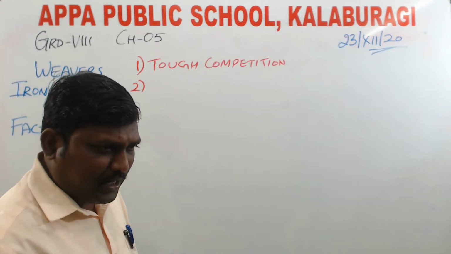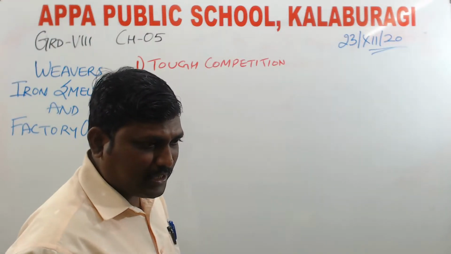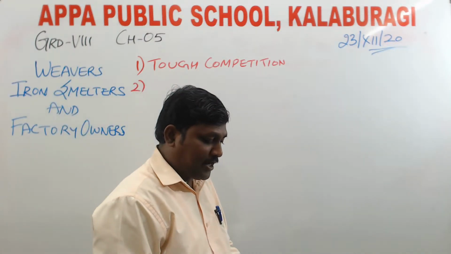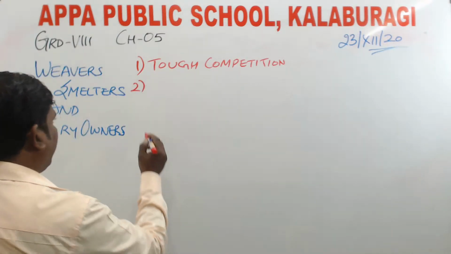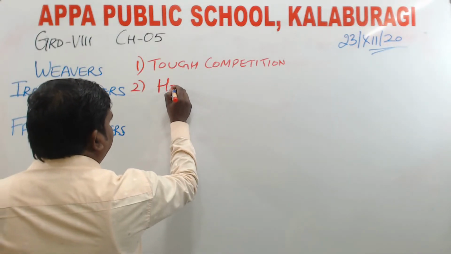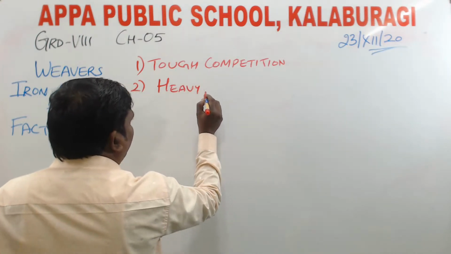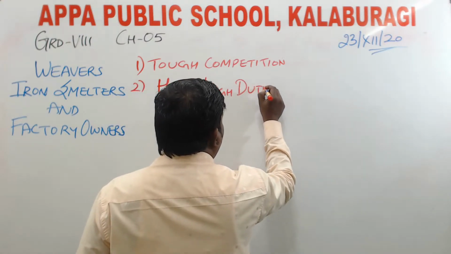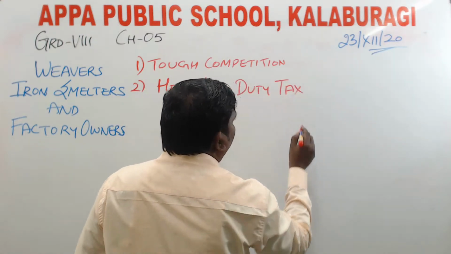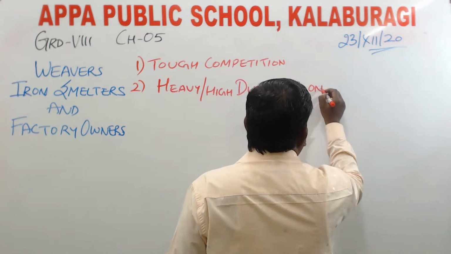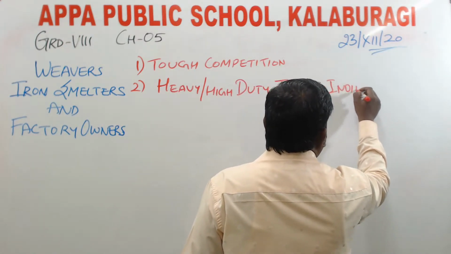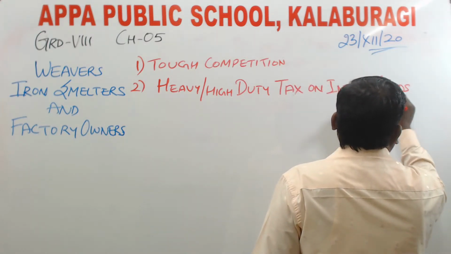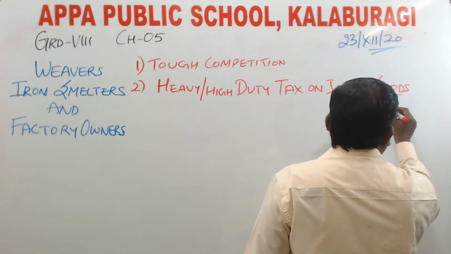England, Britain. It's the Great Britain they call. They will not call only Britain. They will call the Great Britain. Okay. Export to England very difficult. Okay. So now it is heavy or higher duty tax on Indian goods. Indian goods, especially textiles, you can say. Okay, textiles. So now what happened?